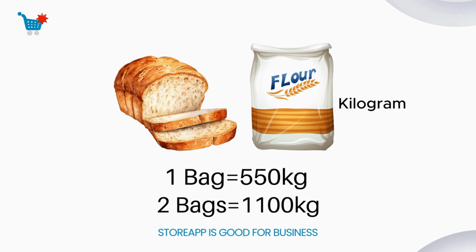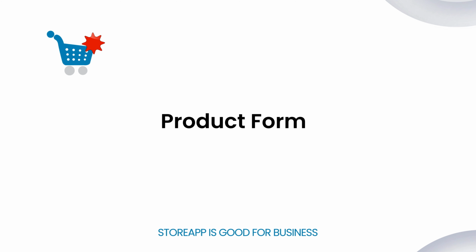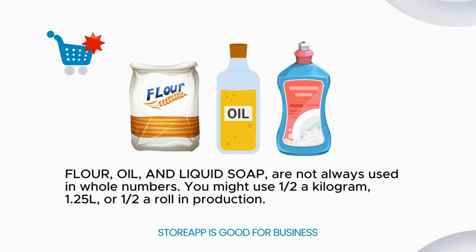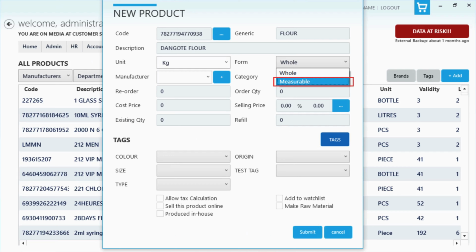in StoreApp. There's another setting called Product Form. Some raw materials like flour, oil, or liquid soap are not always used in whole numbers. You might use half a kilogram, 1.25 liters, or half a roll in production. In StoreApp, this means the product must be set to measurable, not whole.